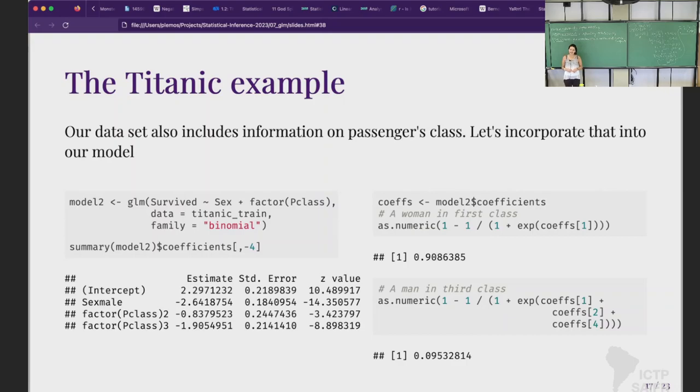Yes. So you just add the intercept. The intercept means it's a woman in first class. Then if you add the first coefficient and the third one, it means a woman in the third class. So the first one is like, you're a woman. And then if you're a man, you add the second coefficient. And if you're a woman and you want to know which class, you add these other classes here. Okay, thanks.